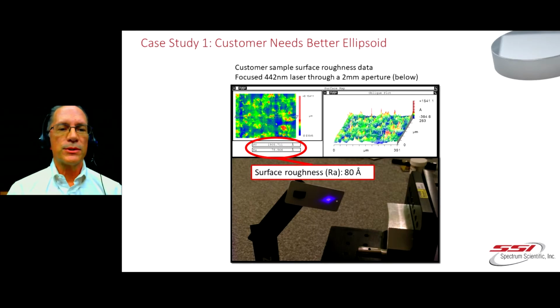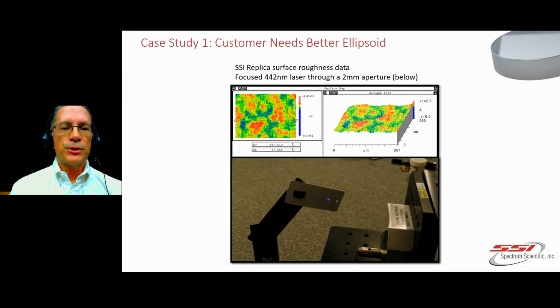You can see the result here. It looks kind of rough. It's about 80 angstrom surface roughness. And if you look at the aperture, this is an ellipsoid mirror, so we've got a point source trying to get re-imaged through a 2 millimeter aperture on a white card, and you can see how much scatter there is around that aperture. Those are lost photons. That's scattered light that's not going where you want it to go. The customer claimed that batch to batch this gets better or worse, probably because it was hand polished, but this was a problem for them.